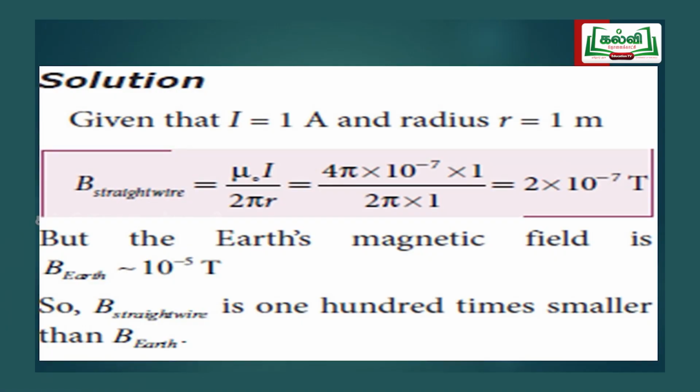Now we know the value of Earth's magnetic field is 10 power minus 5 Tesla. So, comparing it, which is lesser? The magnetic field due to the current which is flowing in the straight wire is lesser, 100 times lesser. So, this is the question. This is the split up of the marks for substitution, formula, then the answer, then the comparison.